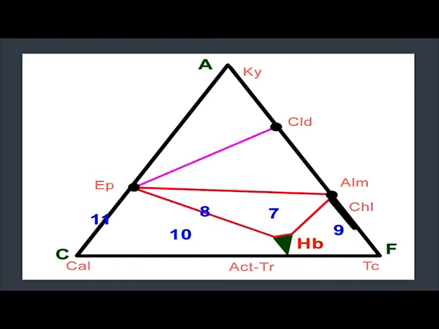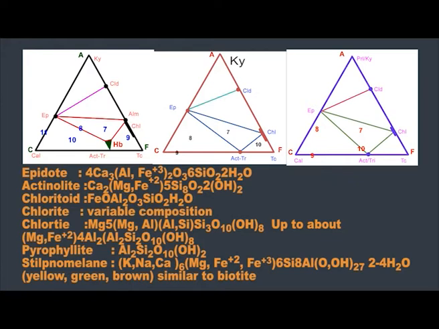In India, this facies is well documented in the Aravalli supergroup rocks around Udaipur, Rajasthan, Sharma 1988, in Himalayan areas and Karnataka, etc. Epidote: 4Ca3 (Al, Fe3+)2 O3 6SiO2 H2O. Actinolite: Ca2(Mg,Fe)5 Si8 O22 (OH)2.